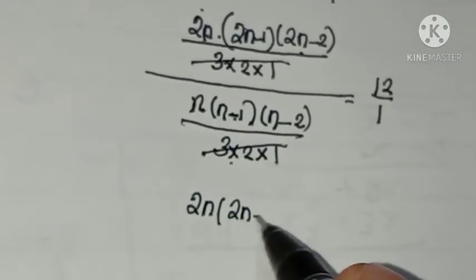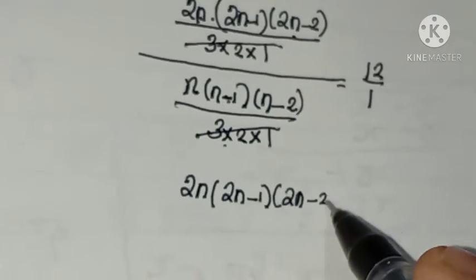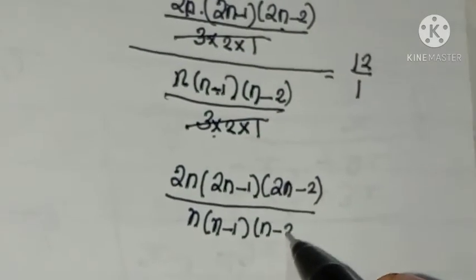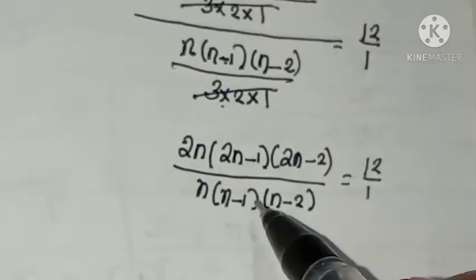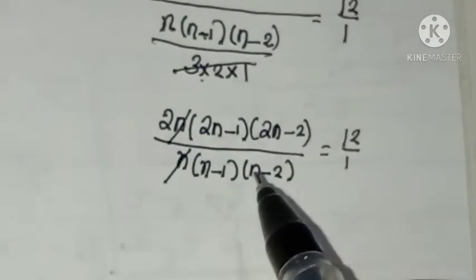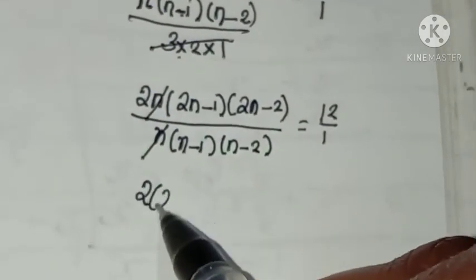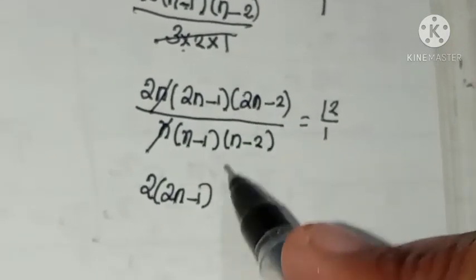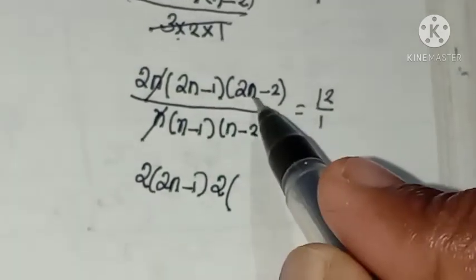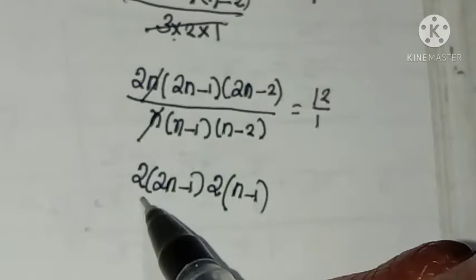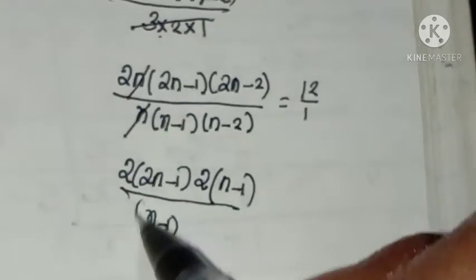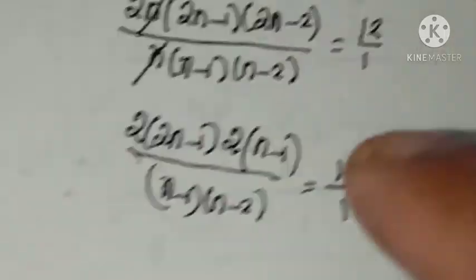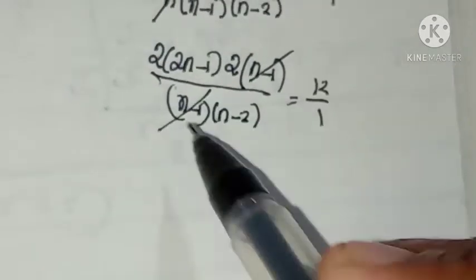2n into 2n minus 1 into 2n minus 2 by n into n minus 1 into n minus 2 is equal to 12 by 1. Here we can cancel n and n. And remaining 2 into 2n minus 1 into... listen, from here 2 is common, take it outside. So 2 into remaining here, n minus 1 divided by n minus 1 into n minus 2 is equal to 12 by 1. Okay. So here we can cancel this n minus 1 and n minus 1.